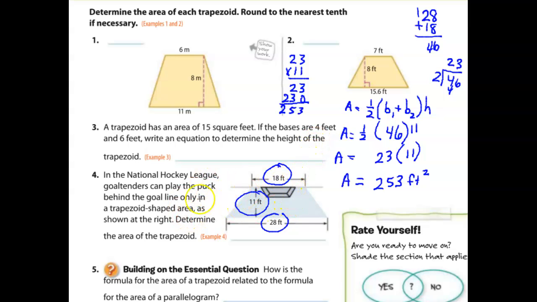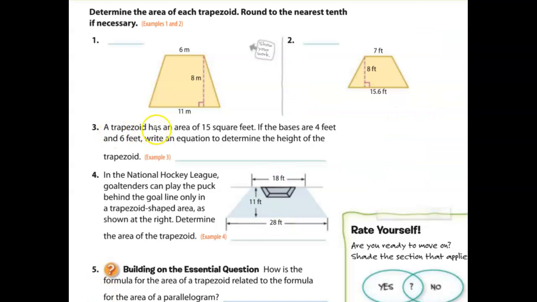Okay, we're going to do one more question together, which will involve a missing dimension. A trapezoid has an area of 15 square feet, and the bases are 4 feet and 6 feet. Write an equation to determine the height of the trapezoid. Okay, now we're not just going to write the equation, we're going to actually determine the height of the trapezoid as well. So, first off, we're going to use the same formula we would always use, which is area is equal to 1/2 base 1 plus base 2 times h.